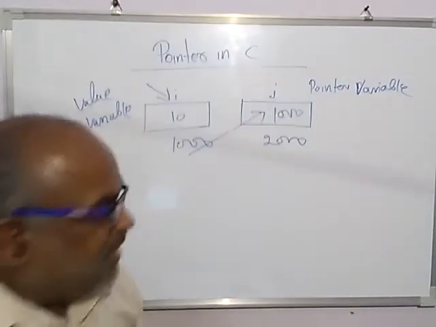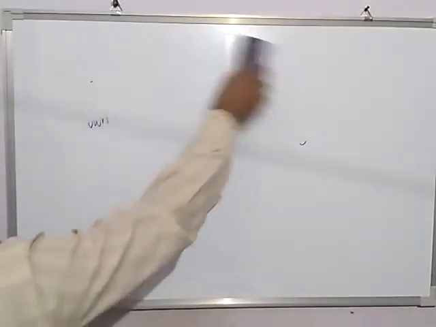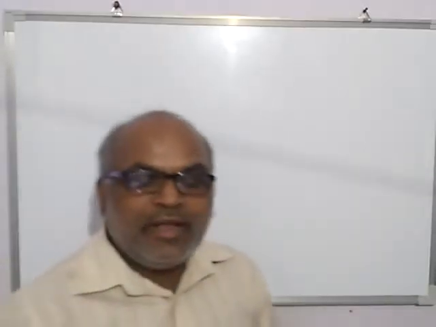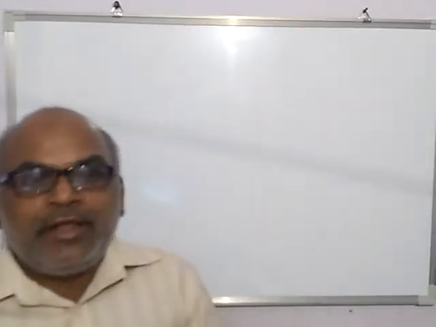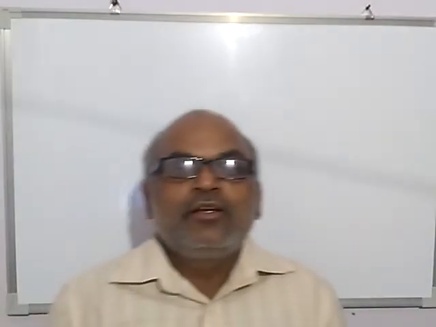So why do we use pointers in C programming? What are the advantages? By using pointers, we can save memory. By using pointers, we can access one-dimensional and two-dimensional arrays quickly. We can allocate memory dynamically, that means at the time of running the program. So we can use pointers for different purposes.